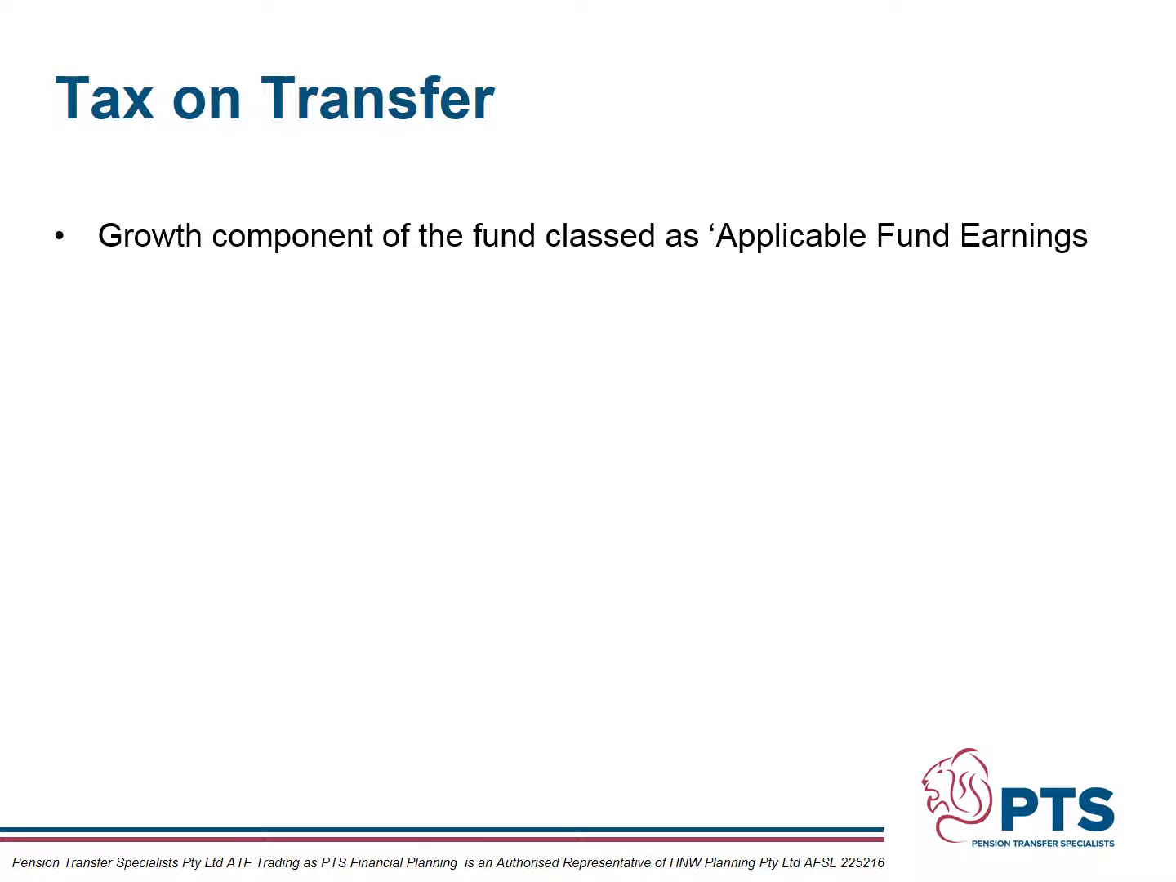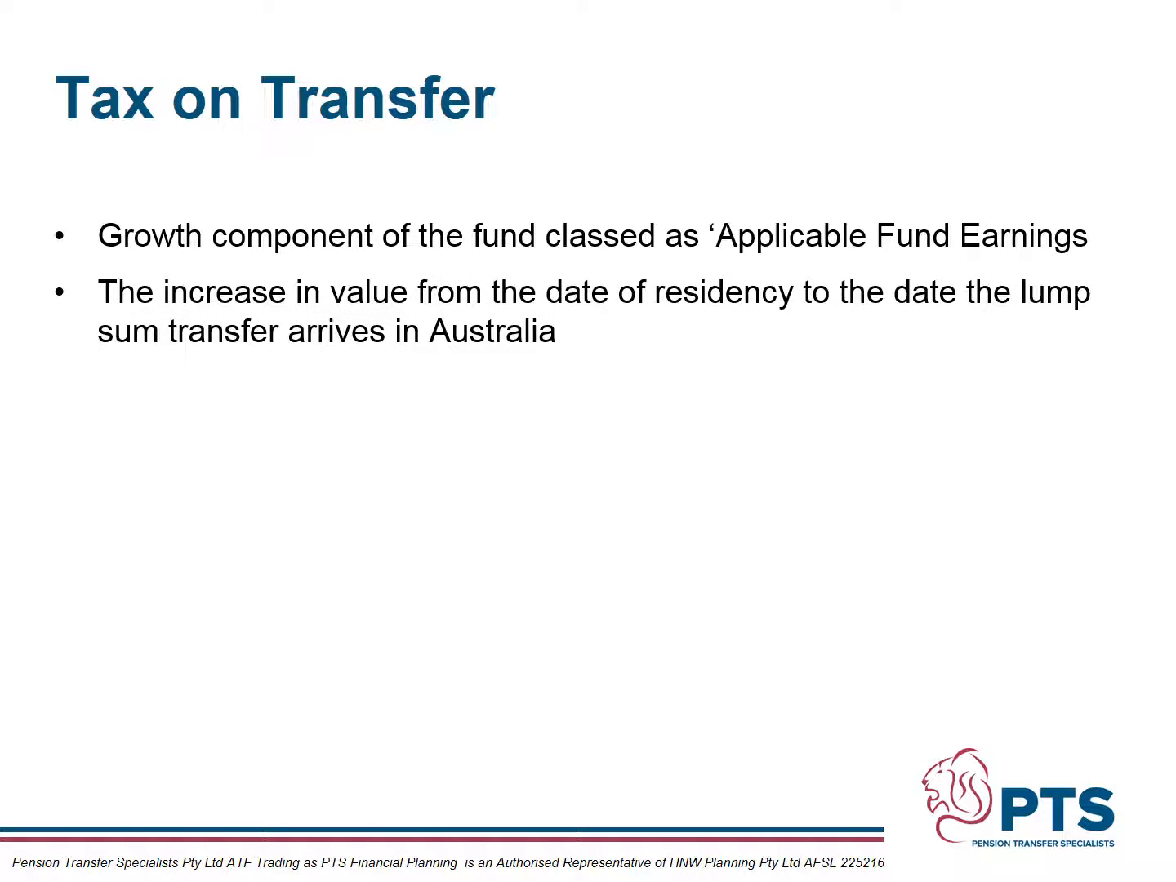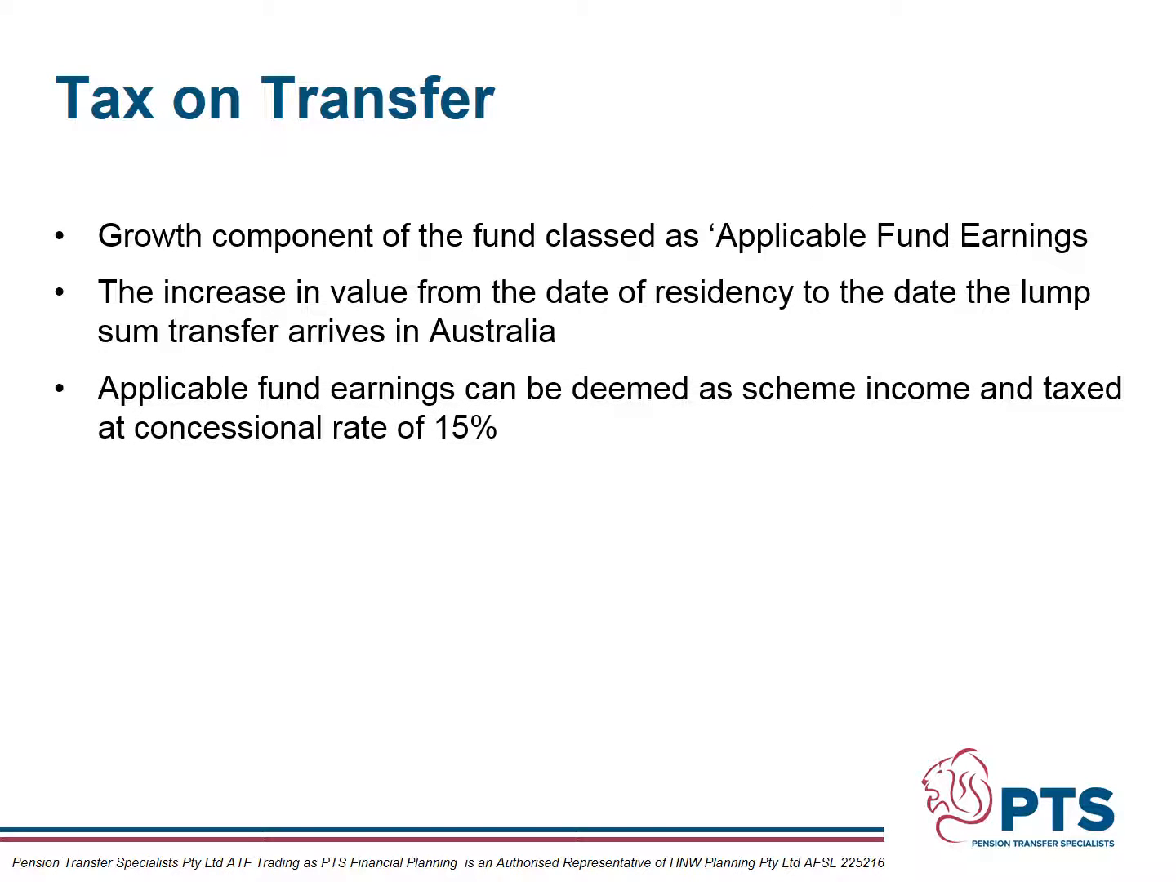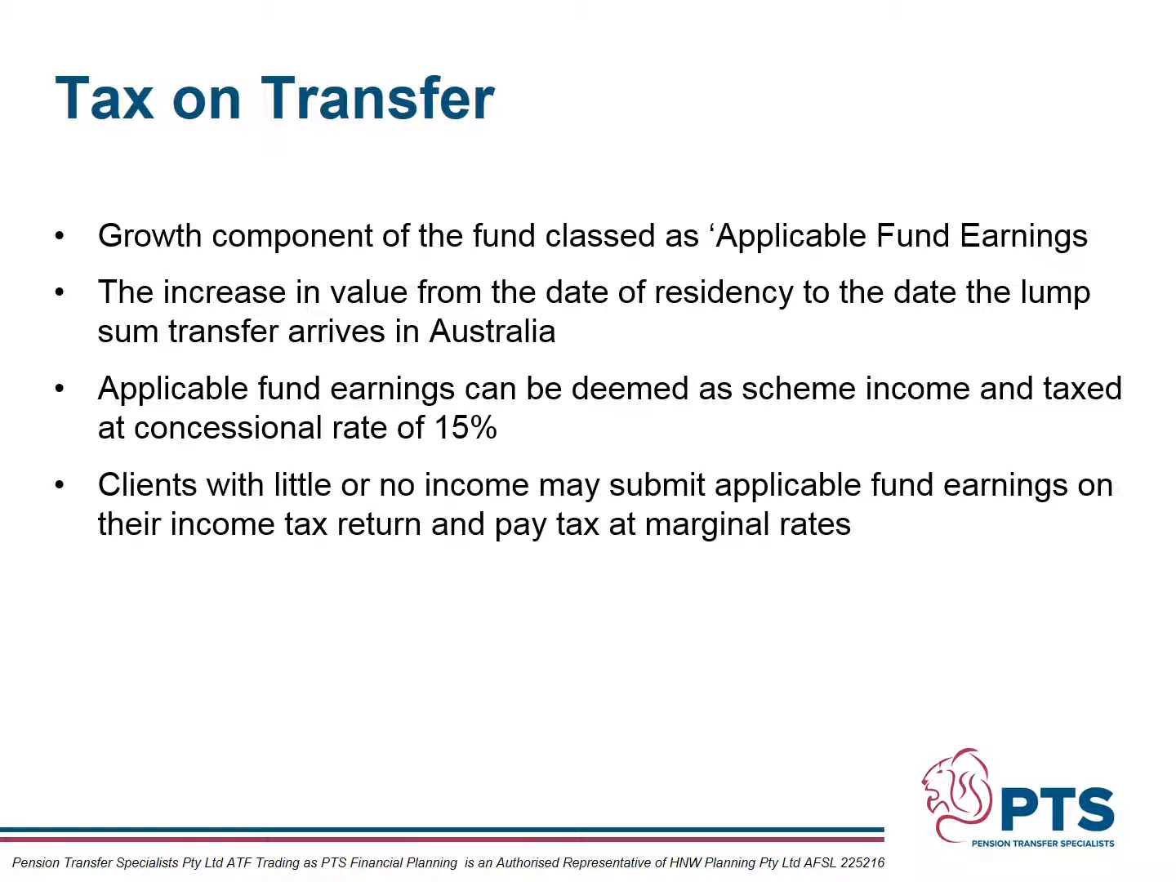If you transfer your funds to Australia, then there will be tax payable on the growth component. This is the increase in the value from the date of residency to the date the lump sum actually arrives in Australia. This will be taxable at 15%. It may be beneficial for clients with little or no income to actually submit this applicable fund earnings on their income tax return and pay tax at their marginal rates.